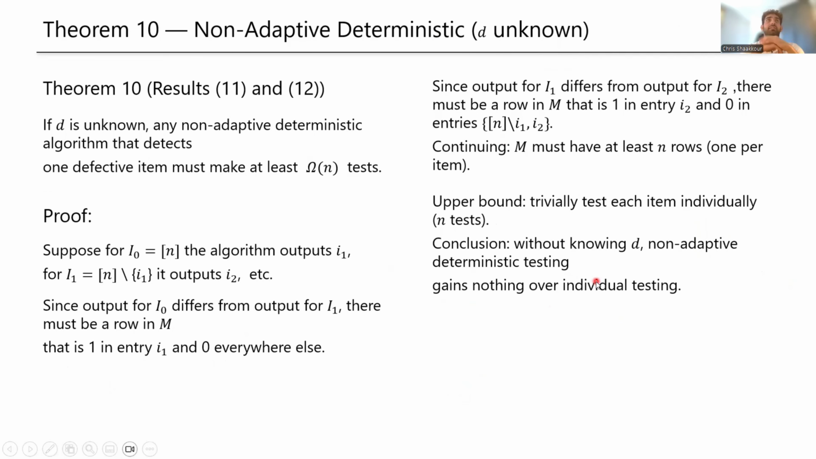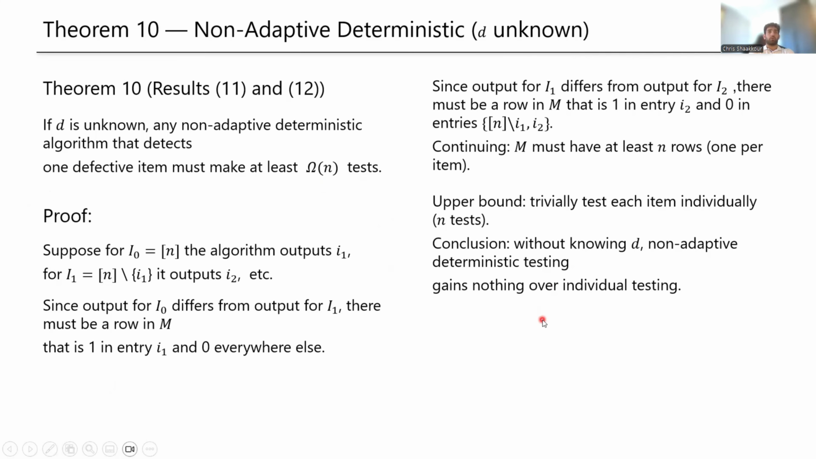So theorem 10 says the non-adaptive deterministic where D is unknown. In this case, we have results 11 and 12 where D is known or unknown, it's the same. We get the same result. If D is unknown, any non-adaptive deterministic algorithm that detects one defective item must make at least theta of n tests. So the proof goes like this.